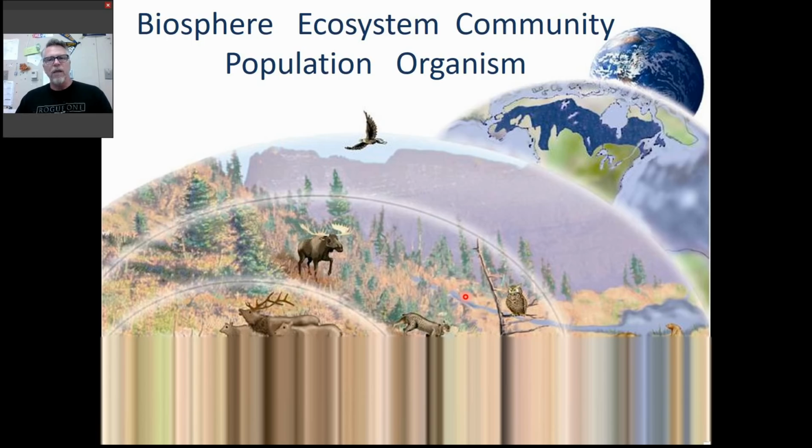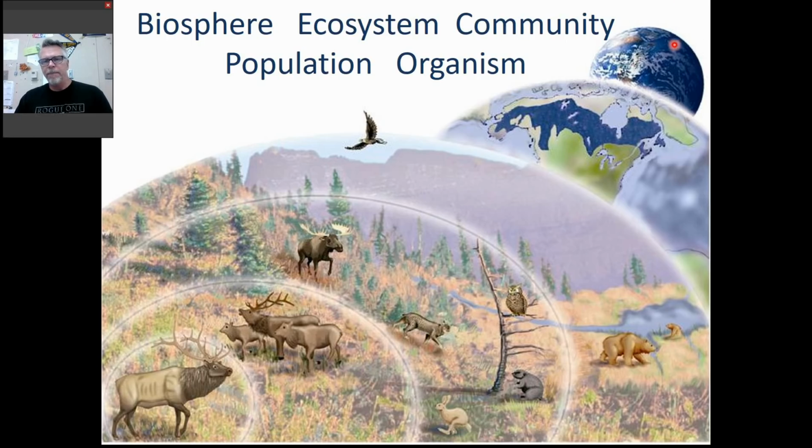Okay, if we look at the whole planet, we can discern a variety of different organizing levels. We can talk about the biosphere, which is the entire planet, or we can talk about an ecosystem or a community, progressively getting smaller, population, individual organisms. So these are the organizing levels of ecology, and we're going to talk about each of those in turn.